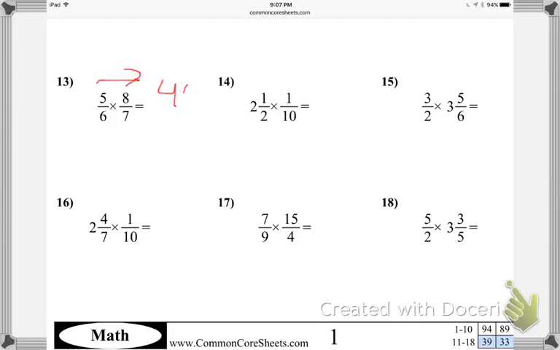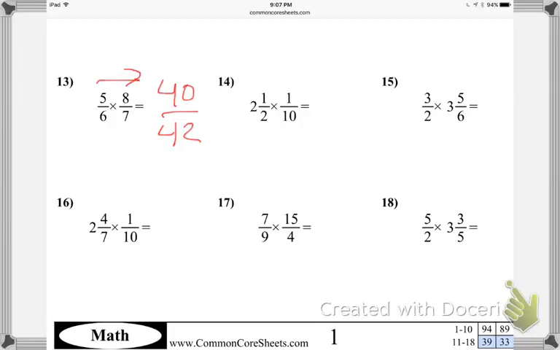and that gives me 40. I'm going to multiply 7 times 6, which is 42. This is a proper fraction. The only thing I need to do to my answer is simplify it. All answers must be in simplest form.